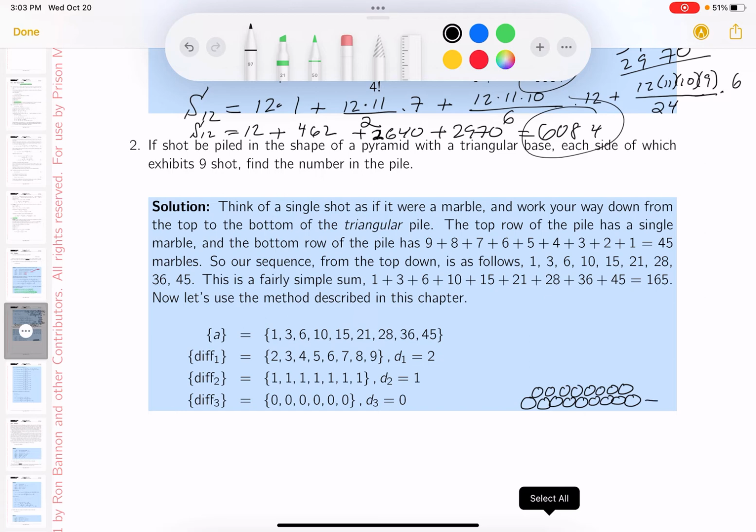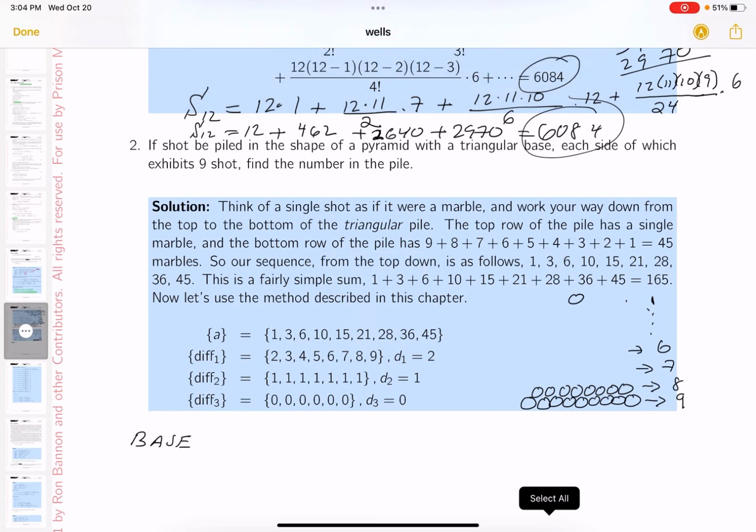But I don't really like writing them down. But I'm going to say there would be 9 marbles there, or shot. There would be 8 there. The next one would have 7. The next one would have 6. Yada, yada, yada. Until you only got to the last one, which would just be 1 marble there, or 1 piece of shot. So I know what the base looks like, right? The base has, I'll write this over here, the base has what in it? It has 1 plus 2 plus 3 plus yada, yada, yada, up to 9.